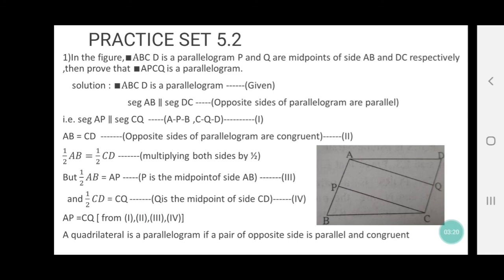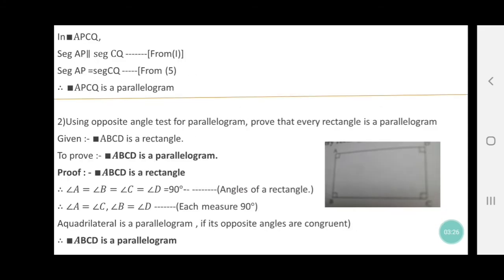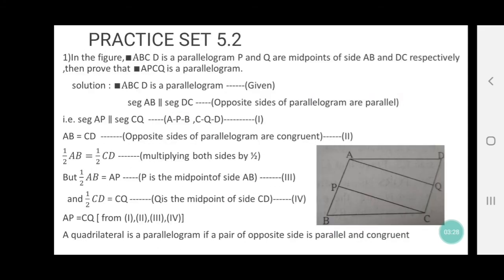In the figure, quadrilateral ABCD is a parallelogram. P and Q are the midpoints of AB and DC. We have to prove that quadrilateral APCQ is a parallelogram. Now we have been given that ABCD is a parallelogram.